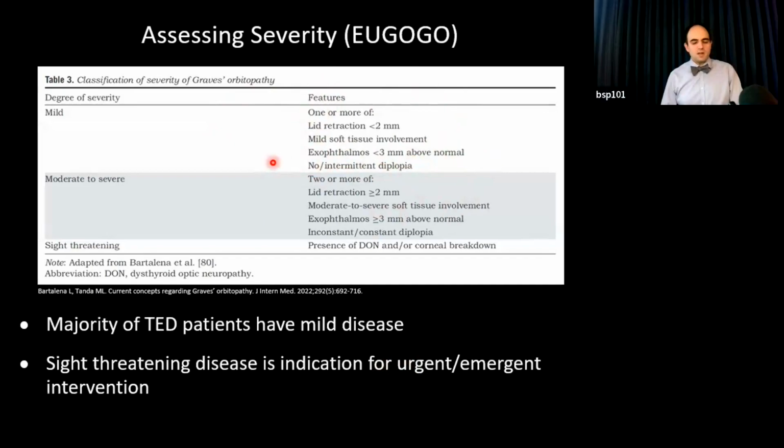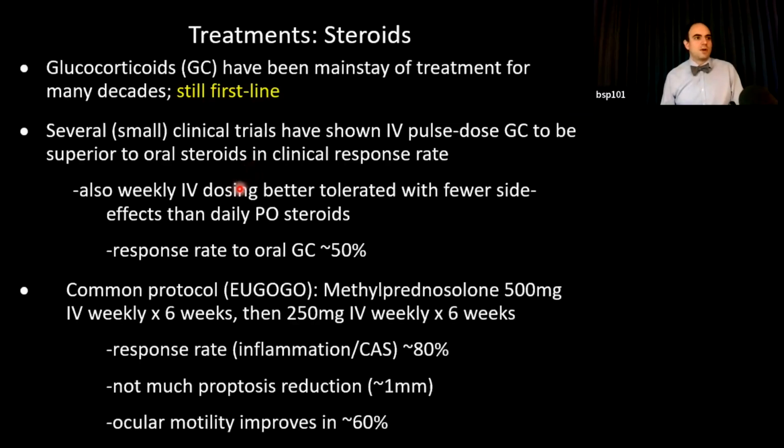And then in more severe disease, there's more significant eyelid retraction, lots of proptosis, significant fat prolapse, and any double vision, any motility restriction makes you moderate to severe immediately. And then sight threatening means there's an optic nerve compromise, and/or they can't close their eyes and their cornea is starting to fail, and they'll get a corneal ulcer, maybe perf, and things need to be done at that point. So the vast majority, as we said, is mild disease. And if there is sight-threatening disease, as I said, you have to do something urgently.